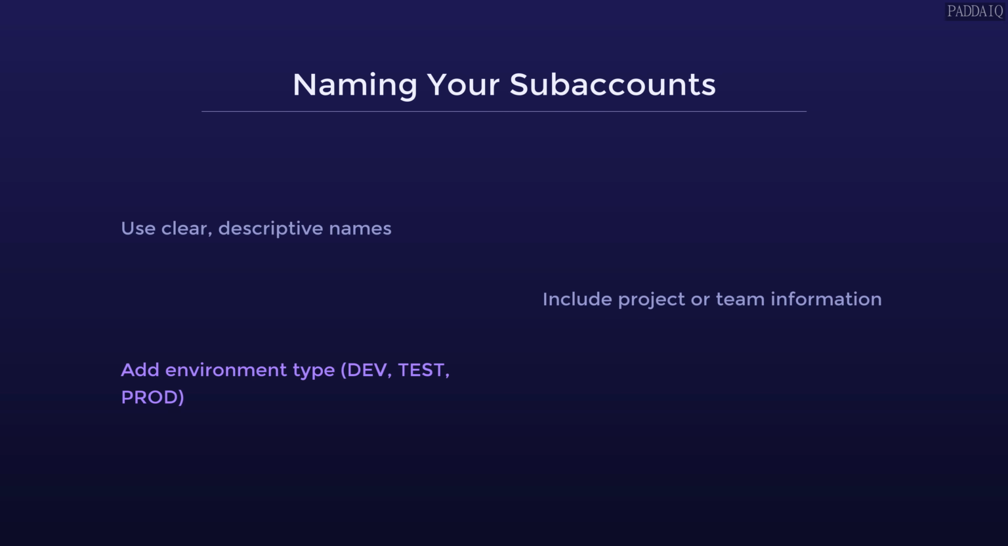Add environment type: dev, test, prod. This means you should label your sub-account to show its purpose, like development or production. For example, name it as West HR App Dev to clearly indicate it's for developing the HR application. This simple step prevents costly mistakes by ensuring everyone knows the sub-account's role.